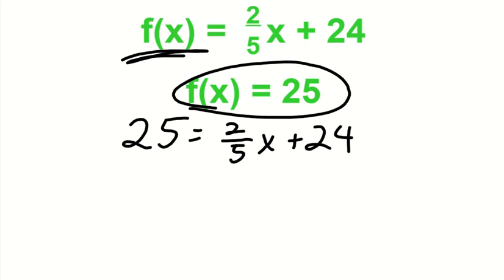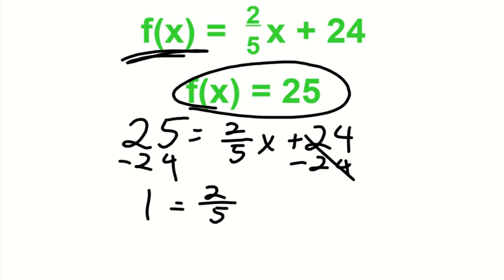What do I do now? Minus 24 from each side. So we go minus 24, those cancel. Minus 24, that's 1. Now what? Divide by 2/5. So we divide by 2/5.